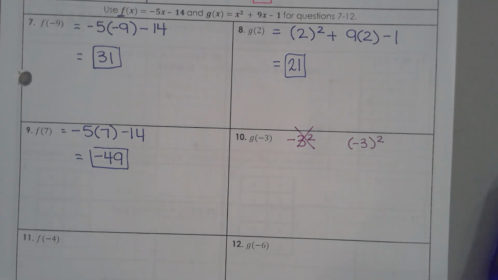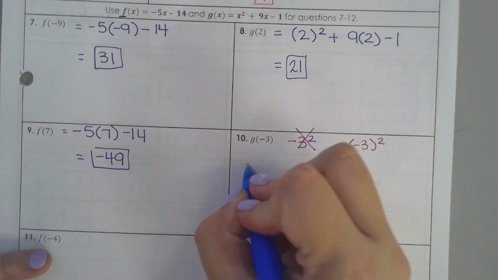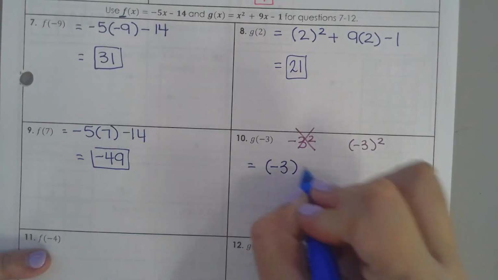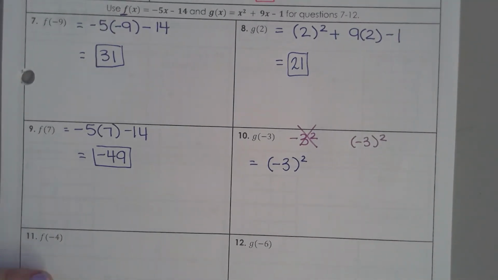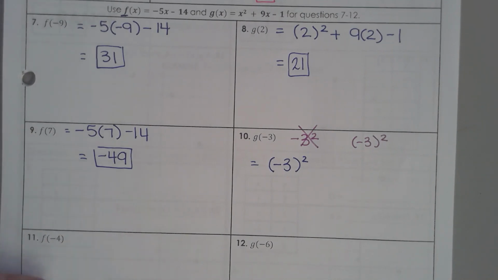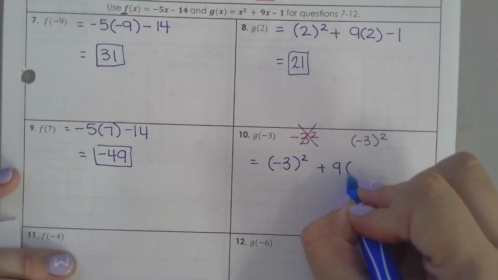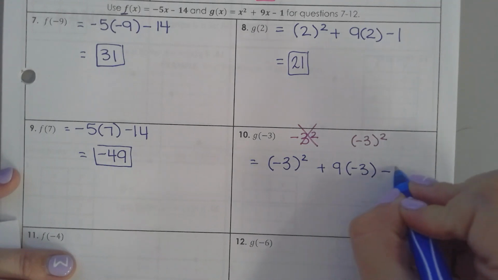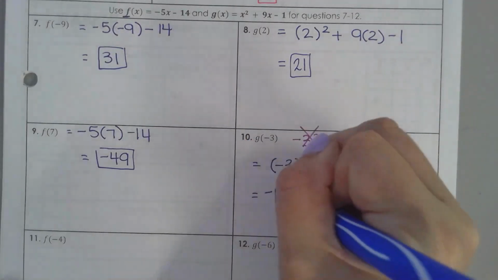All right, so number 10, when we go to do g of negative 3, we're going to make sure that we put that negative 3 in parentheses. I'm telling you that now, and I bet there's going to be one person that doesn't type in the parentheses. Prove me wrong, please. All right. Riley, do you have an answer? Negative 19. It is negative 19. Very good.